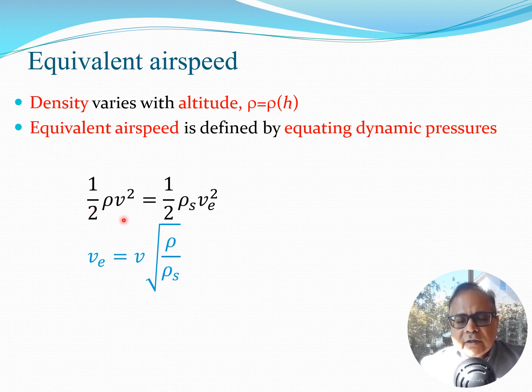So the left hand side is the dynamic pressure at a given height in which the aircraft is flying. So there the density is the general rho. But if we consider the same dynamic pressure at sea level, we put rho_s here, then we would get a certain different velocity V_e. So we can easily calculate this V_e because we know rho_s is 1.225 kg per meter cube.